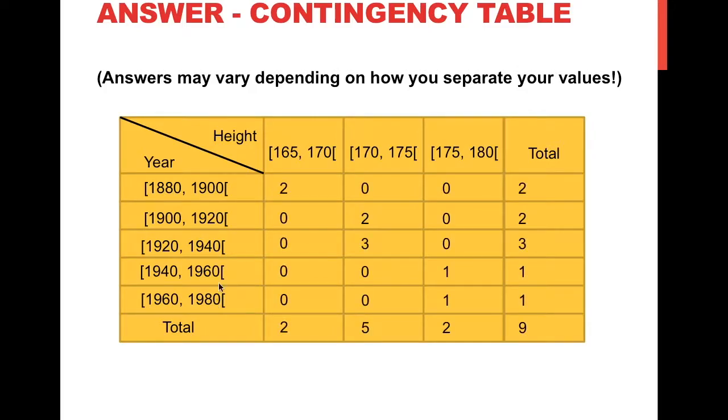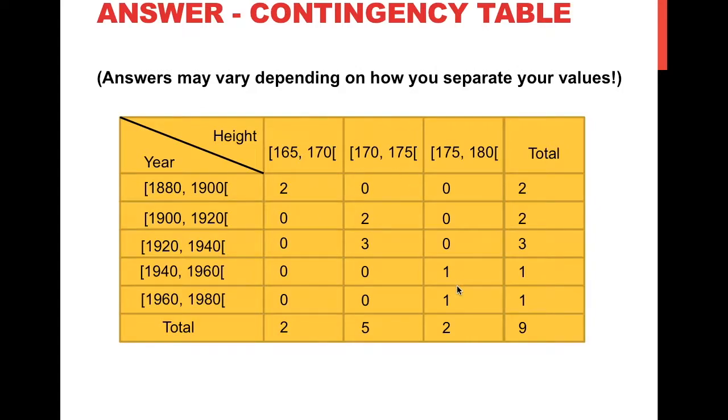Okay, and when I plot everything down, I noticed that there were 2 instances between 1880 and 1900 where the height was between 165 and 170. I noticed that there was no height between 165 and 170 after 1900. Then I noticed that between 1900 and 1920 there were 2 people who had between 170 and 175 centimeters in height. But there were 3 people from 1920 to 1940 who had between 170 and 175 in height.